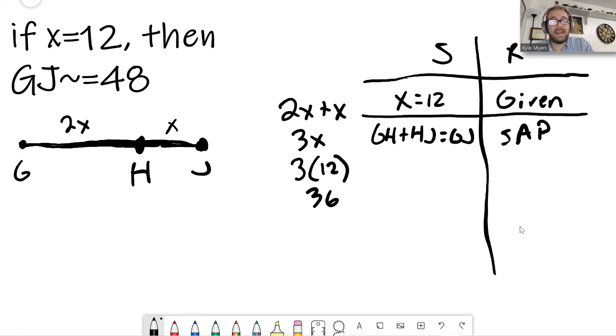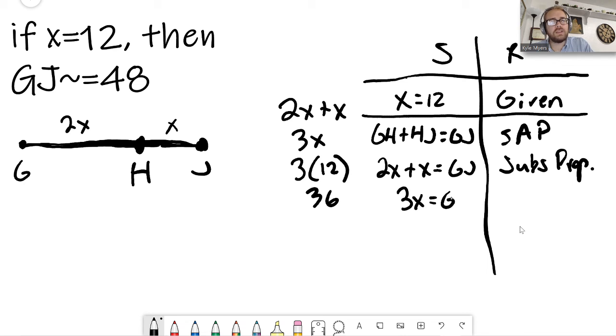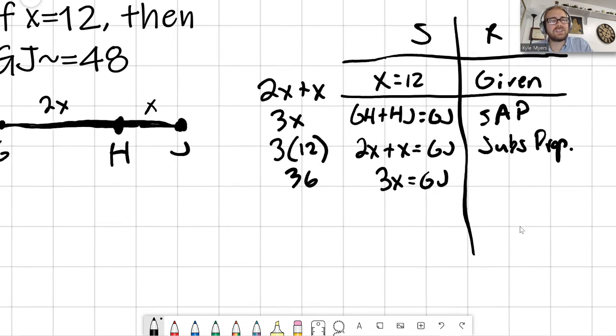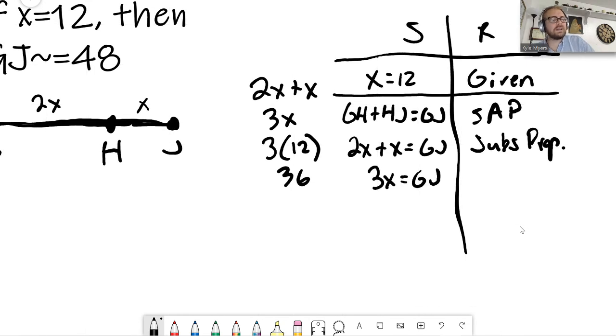Okay. Now we want to plug stuff in. So we know 2x plus x equals GJ, and that is because of substitution property. And then, of course, 3x would equal JG. That was the next thing we did. And this is not actually addition property of equality. You have to be really careful with this. We didn't add something to both sides. If you add something to both sides, that's addition property of equality. If you only add stuff up on one side, that's actually just substitution property. So be really careful with that.